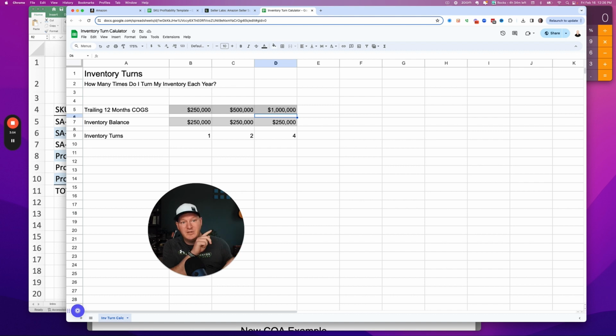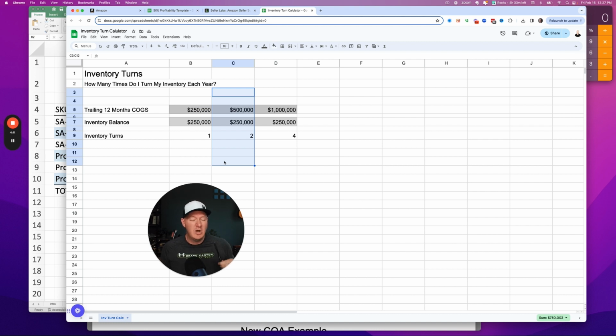I want to be able to use it over and over and over again, because guess what? This first guy here who only turned the inventory once a year only gets to use his dollar once. If he wants to grow his business, he has to go borrow more money. But this person in the middle here has 2 turns per year.